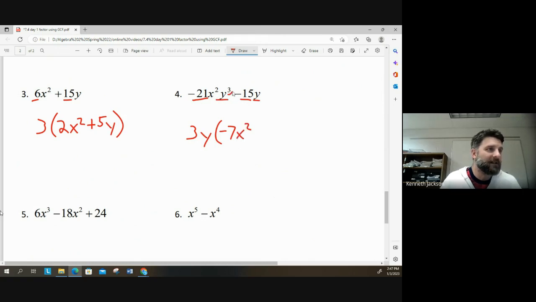I need y to the third. I already have y, which means I need y squared. Y times y squared would be y to the third. Minus, because it's a minus sign. What times 3 would give me 15? Would that be minus 5? And I need y here at the end, and I already have y here on the outside, so that's my factored form.